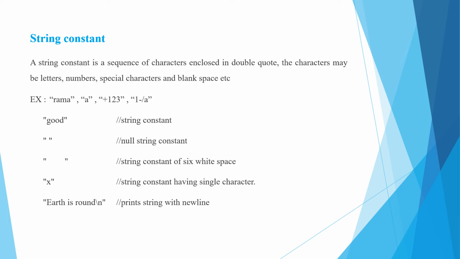The next example is only a blank space enclosed within double quotation marks, which is a null string constant. The next example is a string constant of six white spaces only. Then the next example is "x", enclosed within double quotation marks. The next example is "Earth is round\n", which prints the string with the newline character.